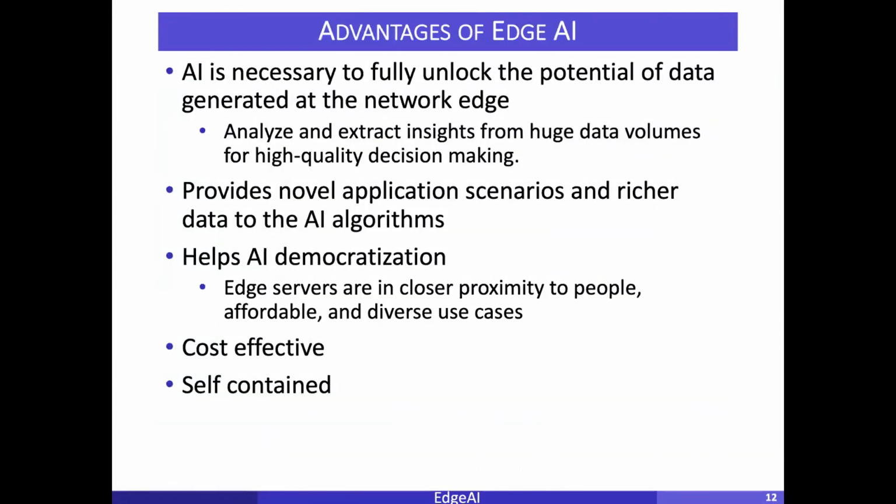So what are the advantages that we are going to see with edge AI? Basically, artificial intelligence is necessary to fully unlock the potential of data. Why? See, without AI, how are we going to process the data that is generated? Typically, like 135 zettabytes of data, right? Without the cloud and AI, it is literally impossible to do the crunching, right?